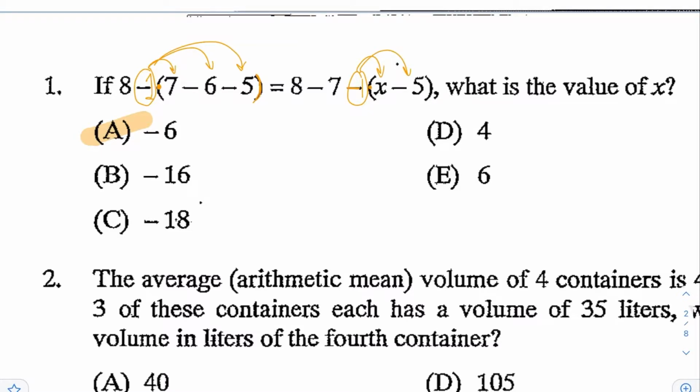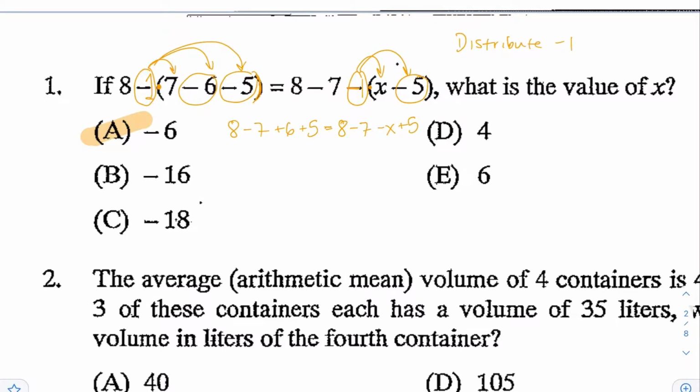So when you rewrite this, you can get rid of the parentheses after you use the distributive property. On the left side, you have 8 minus 7, and the -1 combines with -6 to form +6, and then the -1 is multiplied by -5 to form +5. Again, when two negative numbers are multiplied, it turns positive. On the right side, you have 8 minus 7. Then you have -1 times the x, which is minus x, and -1 times the -5, which is +5.